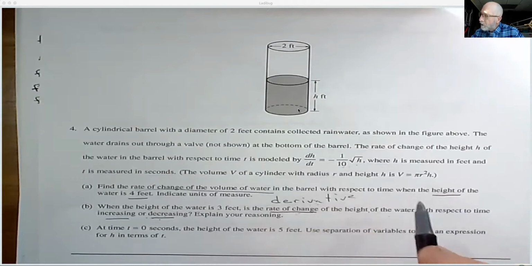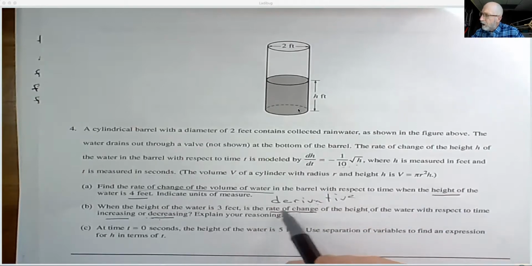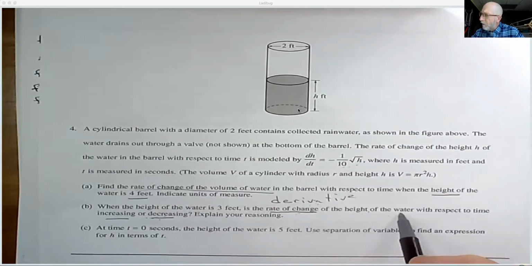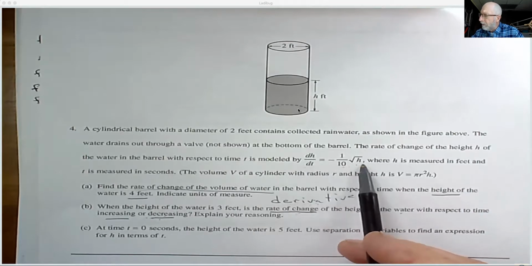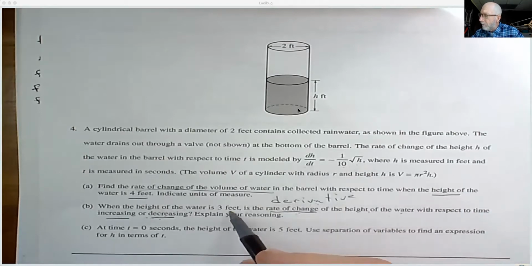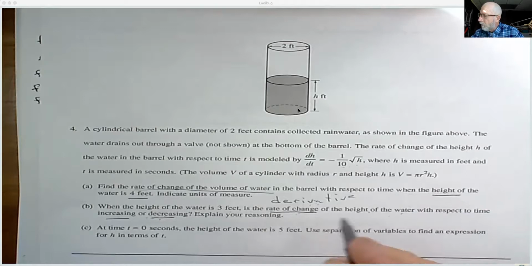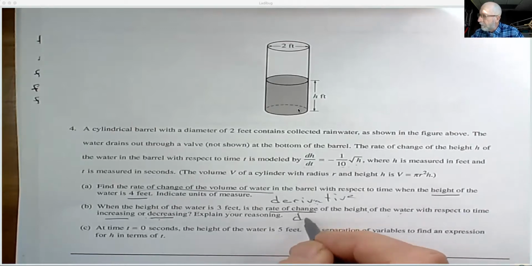So again, the question is: is the rate of change of the height of the water, which is what this function is, increasing or decreasing when the height is 3? So what we're going to do is take the second derivative.